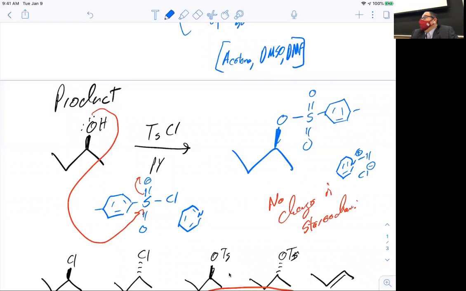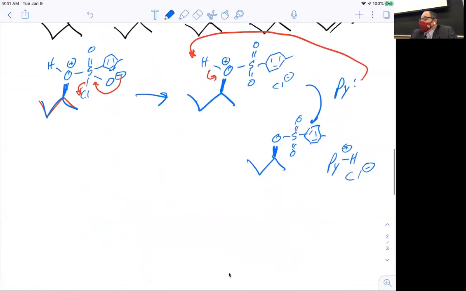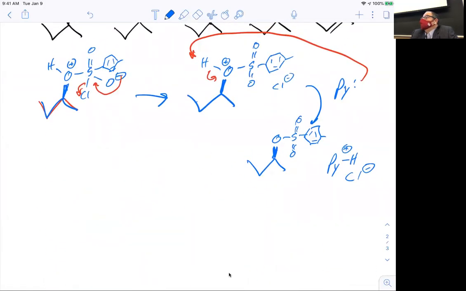You'll see the same thing whenever we have a substitution of, say, sodium methoxide with a bromide. The byproduct is sodium bromide. We don't often show the sodium bromide, right? The methoxide substitutes for the bromide, and the resulting byproduct is going to be sodium bromide. So here, the pyridinium chloride is the byproduct. It's not necessary to show it as a product. We always show all of the byproducts when we're doing mechanisms.